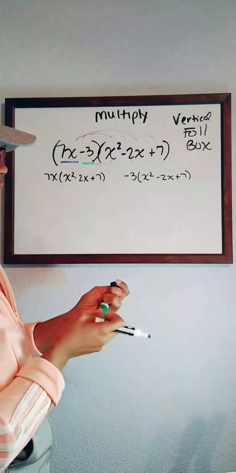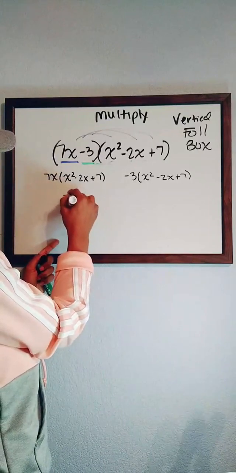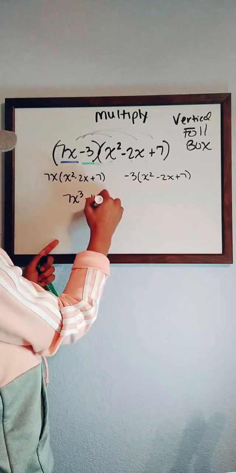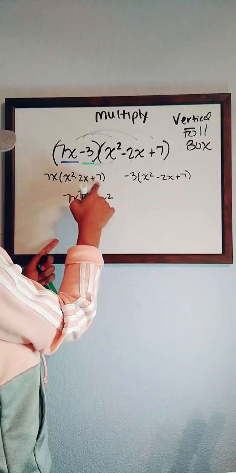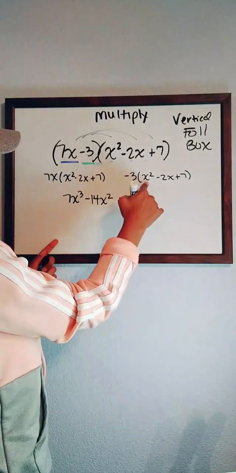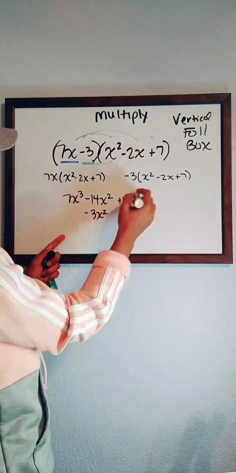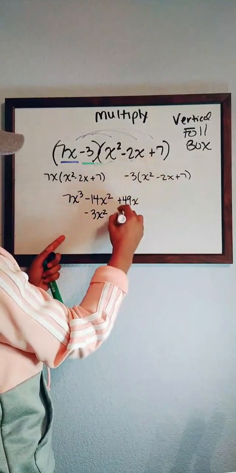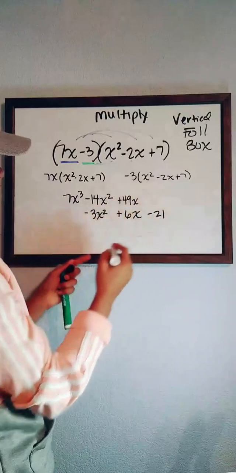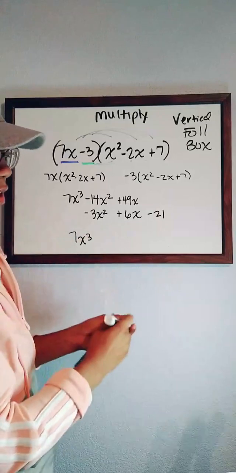Okay, let's check and see. So I got 7x times x squared, which is going to give me 7x cubed. 7 times negative 2 will be negative 14x squared. 7 times 7 will be plus 49x. Negative 3 times x squared, I'm going to go ahead and stack my like terms, will be minus 3x squared. Then negative 3 times negative 2x is positive 6x. Negative 3 times 7 is negative 21. Now you're just going to add all your like terms together. This will be, let me make sure I'm doing it right.